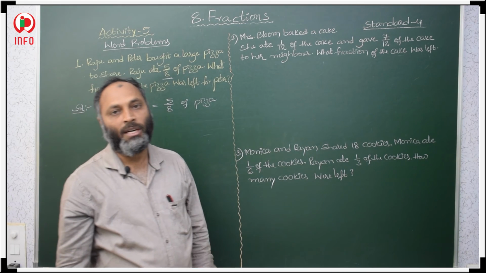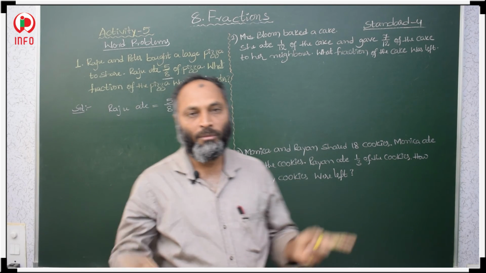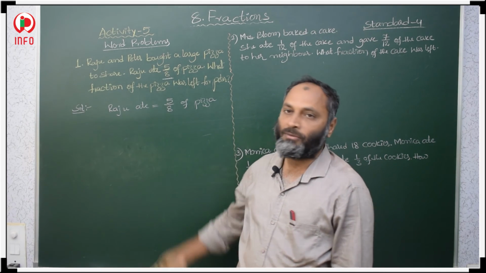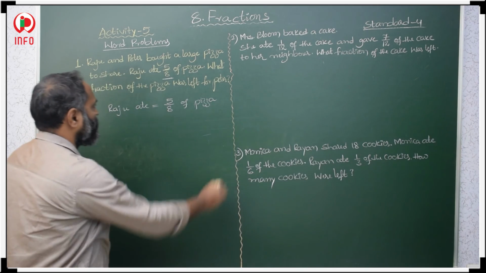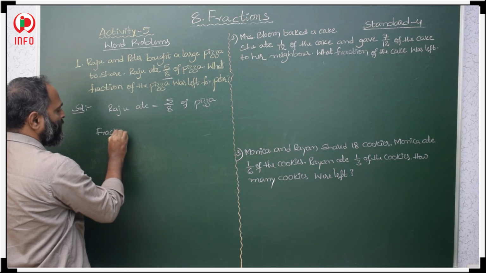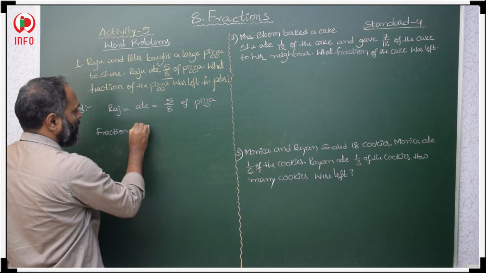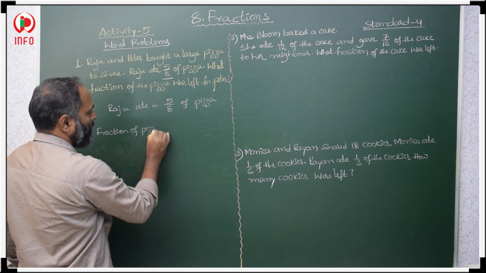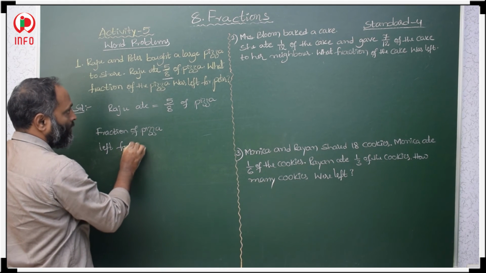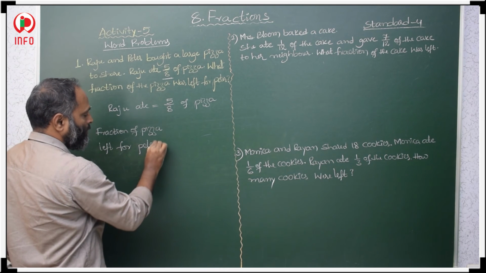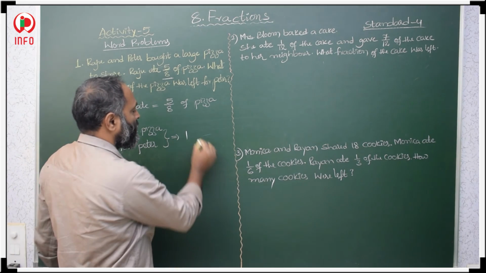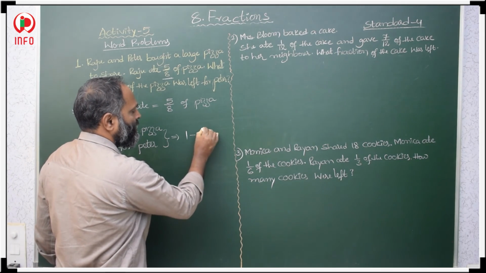Here we have to subtract. From the whole pizza, from the complete pizza, we have to subtract this 5/8. Then the fraction of pizza left for Peter. So from the complete one pizza, we have to subtract 5/8.